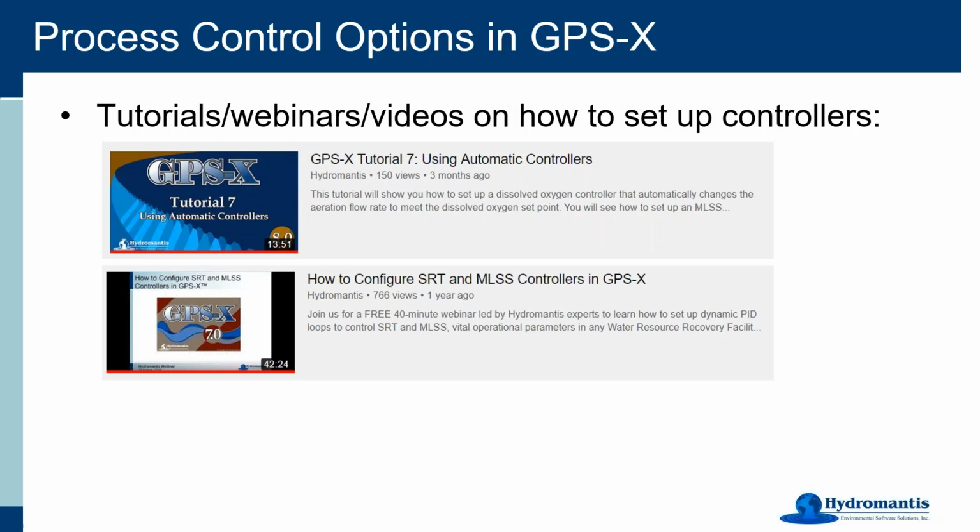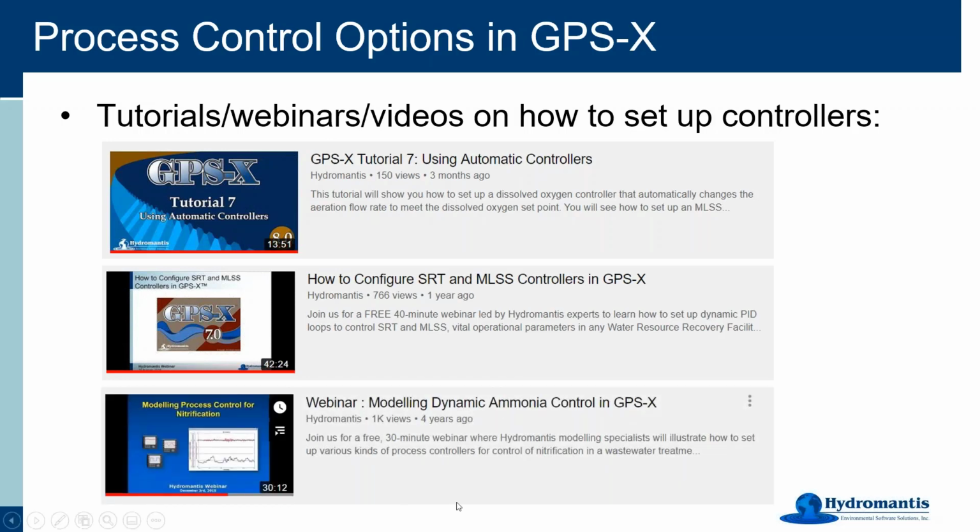So if you find this one here on how to configure MLSS and SRT controllers, that's there. And then the last one, as I mentioned, is this one from a little while ago, where we talked about modeling dynamic ammonia control in GPS-X. Specifically, this is about doing different kinds of controllers. It's somewhat similar to what we're doing today. I'm going to go into a bit more detail today than we did back then, but it's a good little webinar where we compared different types of controls and what you get in terms of their energy usage and their performance. Again, it covers all the details about how to put that up.